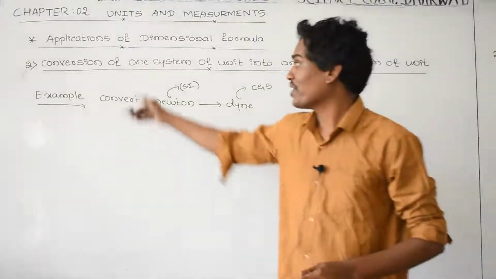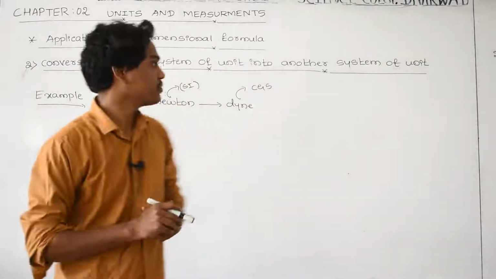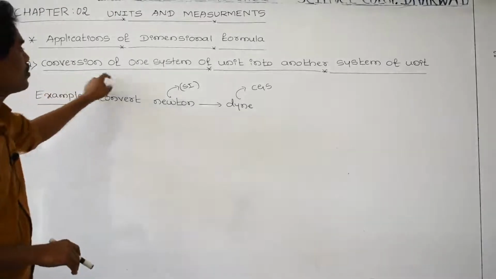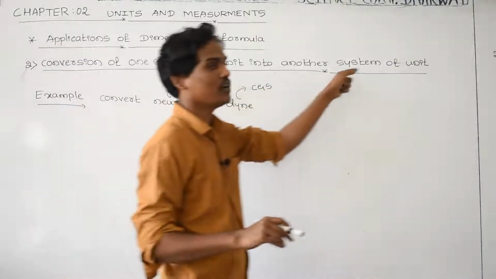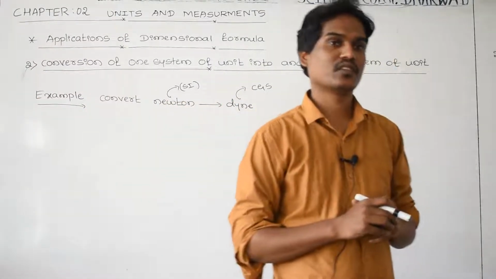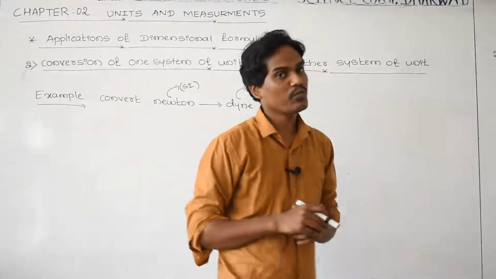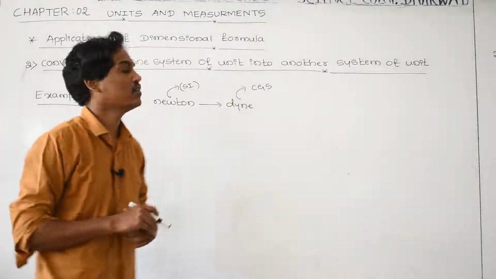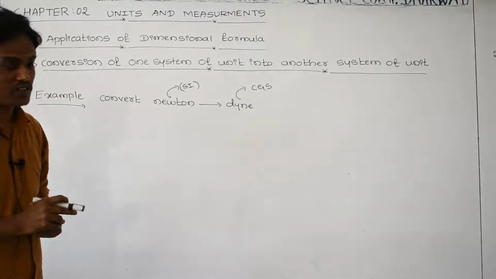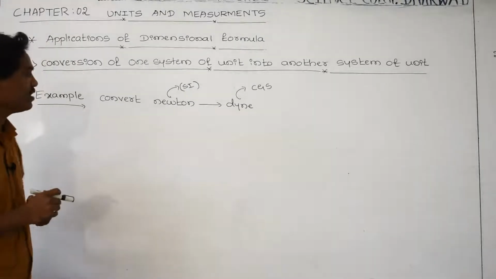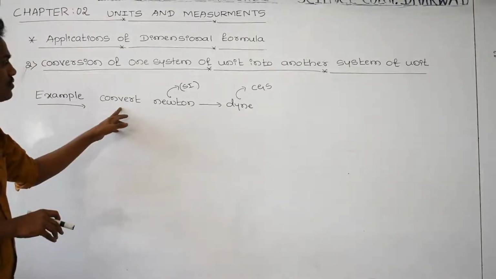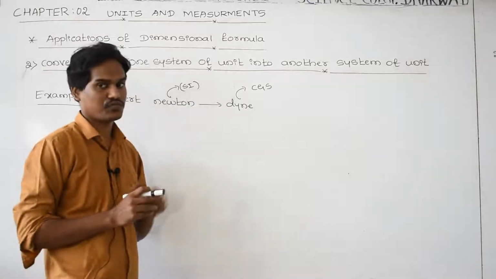And go to the second application of dimensional analysis. The second one is conversion of one system of units into another system of units. One system to another system we can convert by using dimensional formula analysis. The first example I have taken: convert 1 Newton to dynes.